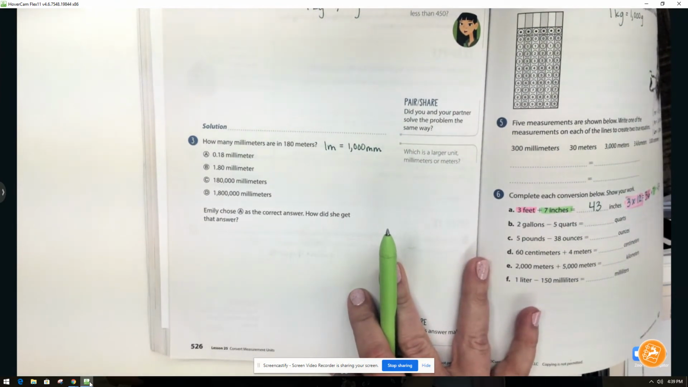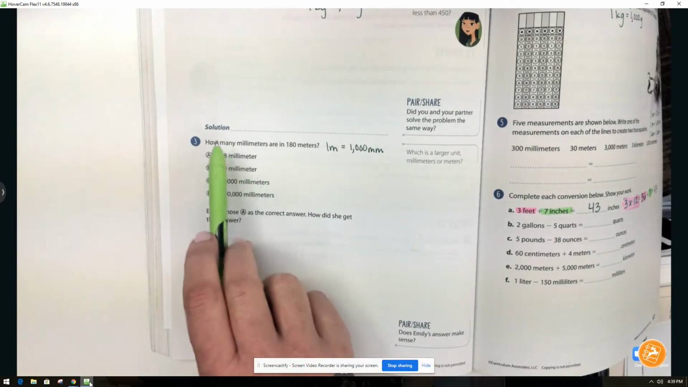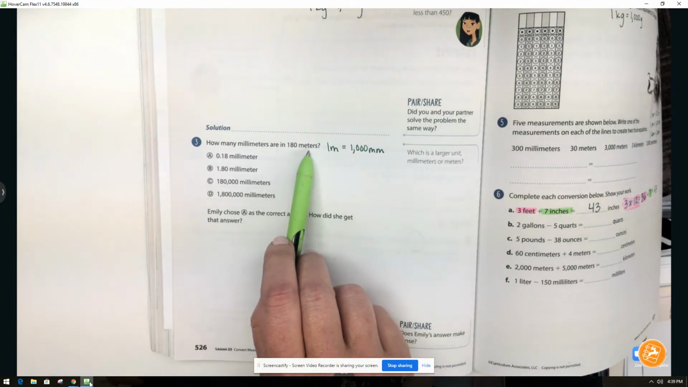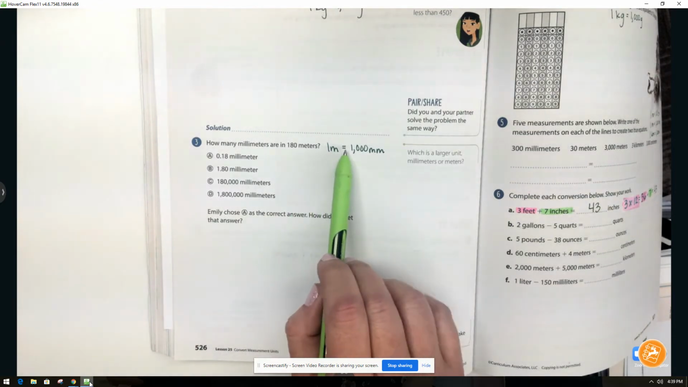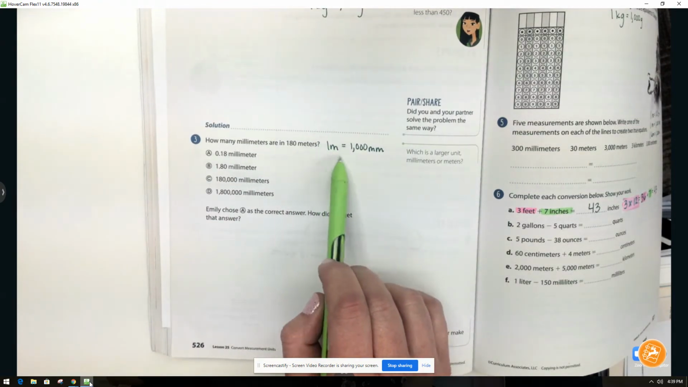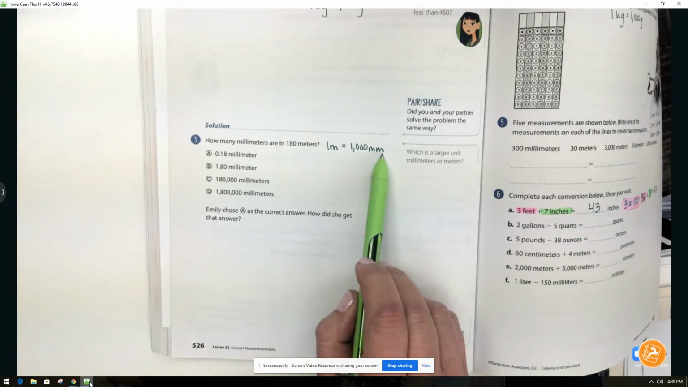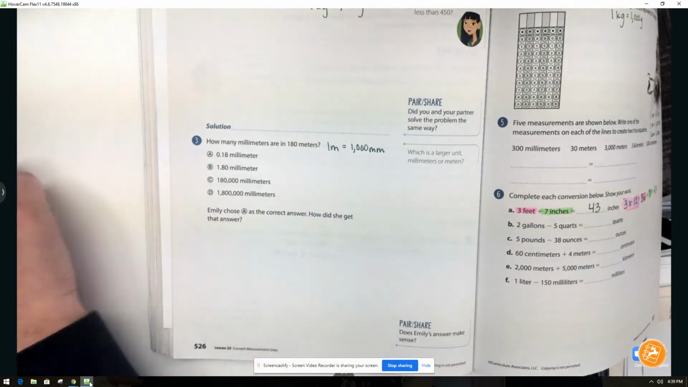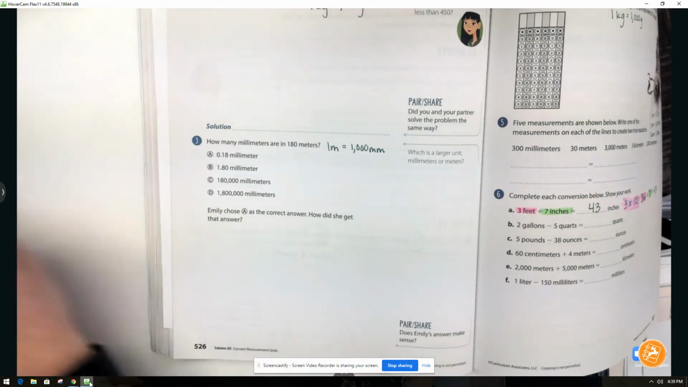Number 3. How many millimeters are in 180 meters? And to remind you, 1 meter is equal to 1,000 millimeters. So if we're trying to convert, I'll do it in a different color. That green was a little hard to see.